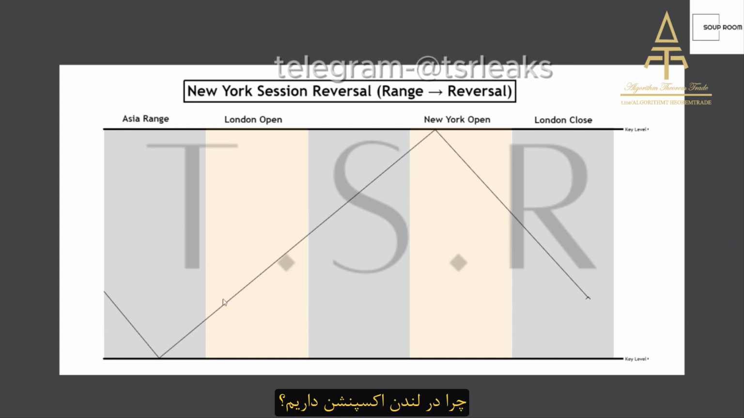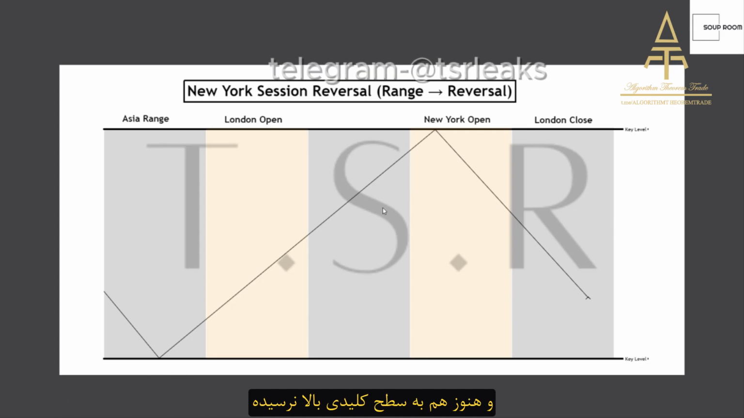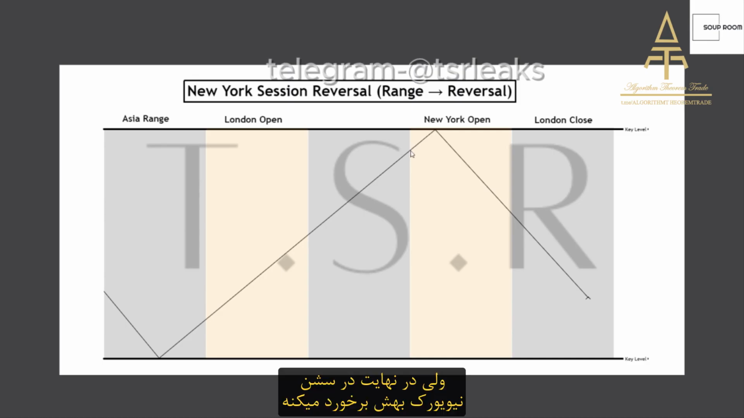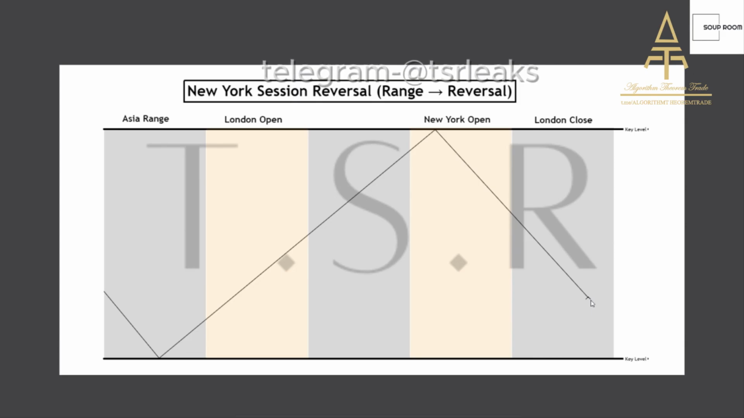Why are we expanding during the London session? Because the Asia session already tested the key level here. Okay, so Asia session tests a key level. London expands. However, the drawn liquidity was not yet hit. New York session opens, taps the key level finally, and we see the reversal. This is an explosive price movement.